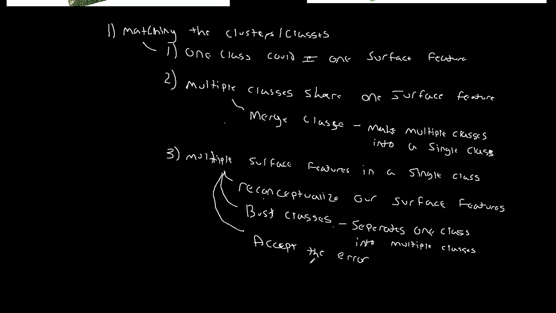So hopefully that makes sense. Again, if we have one class equals one surface feature, that's great. If we have multiple classes that share a surface feature, we can merge them. And then this one is the tricky one, where if we have multiple surface features in a cluster, how do we handle that? Okay.